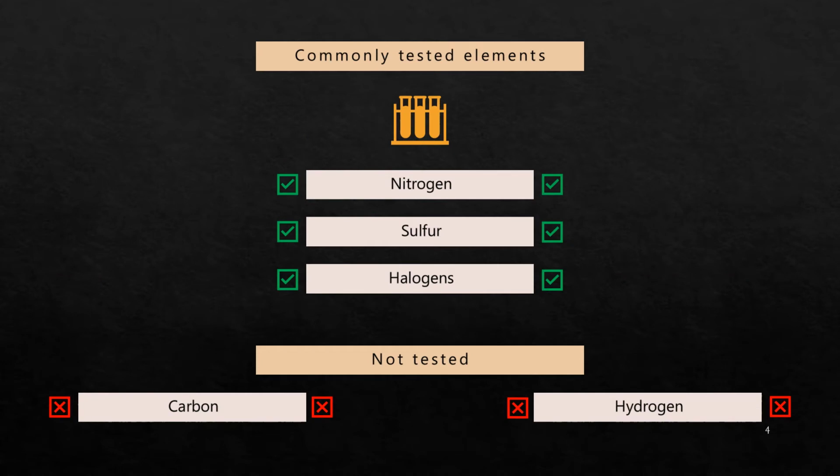The elements most commonly tested include nitrogen, sulfur, and the halogens. Carbon and hydrogen are not tested for since all organic compounds are assumed to contain these elements. The presence of oxygen in a compound is better confirmed using tests for different functional groups in which oxygen is present.